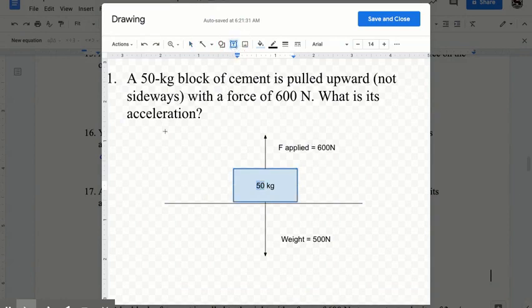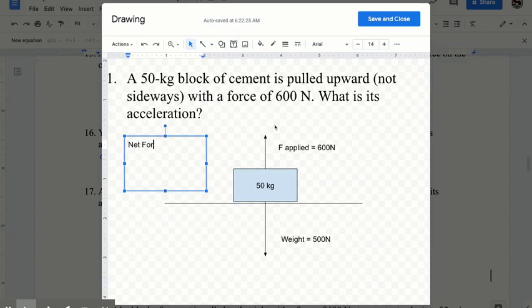So I can say a couple things. I can say that the net force is equal to positive, since the upward force is positive, 600, minus the downward force, which is 500. So the net force is 100 newtons. I could say that the mass is 50, and the acceleration is in question. But again, the acceleration is just force over mass.